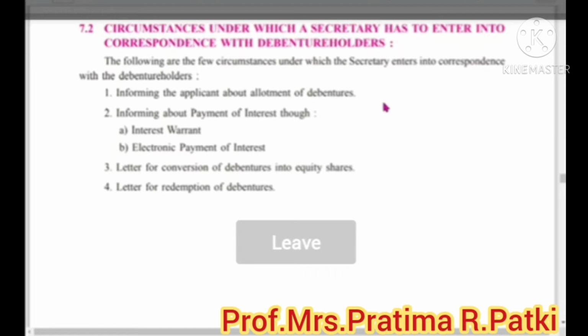Students normally make a mistake in payment of interest, that they write as you have to pay interest. No, over here the company has to pay interest to the debenture holder. So that you keep in mind. So when we do that letter, I will discuss again.